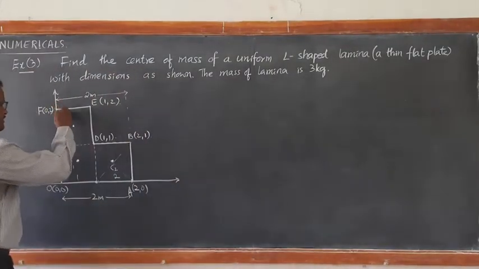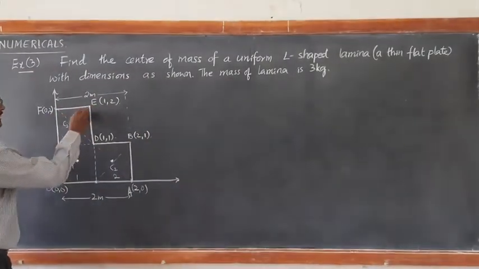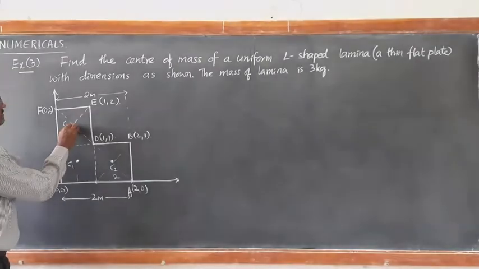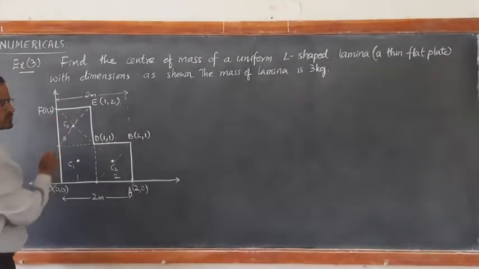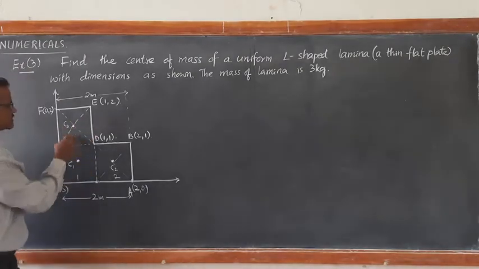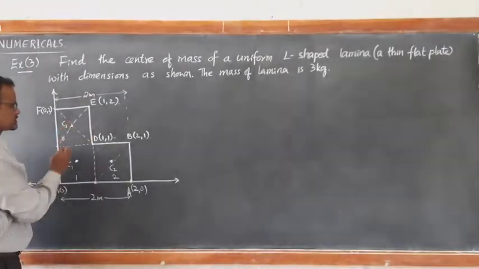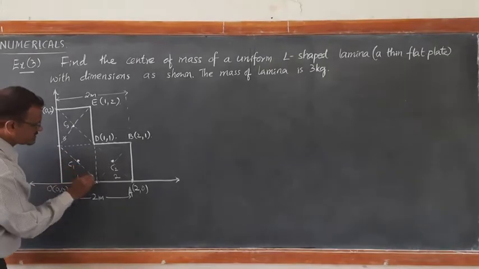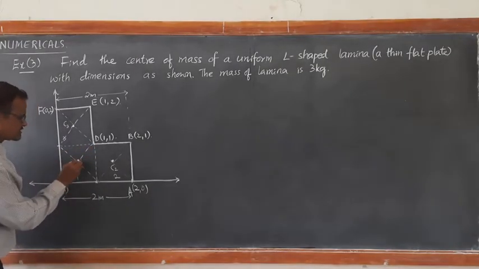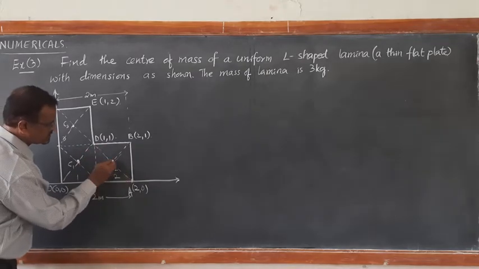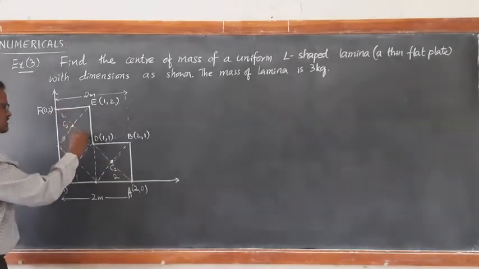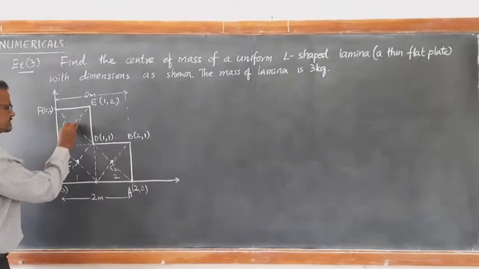In the same way, if you join the diagonals, the point of coincidence of these diagonals of the square gives us the geometrical center of the third square. So these are the positions of the center of mass of the first square C1, the center of mass of the second square C2, and the center of mass of the third square C3.